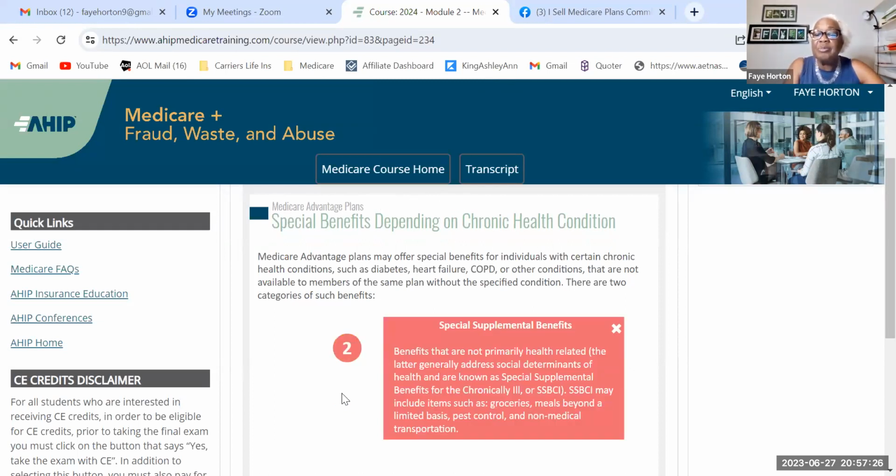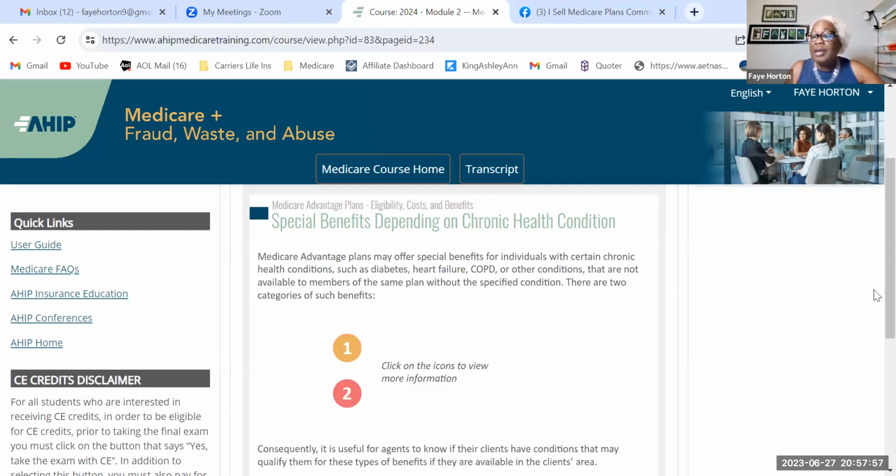The second is special supplemental benefits, benefits that are not primarily health related. The latter generally address social determinants of health and are known as special supplemental benefits for the chronically ill, or SSBCI. And these may include things such as groceries, meals beyond a limited basis, pest control, and non-medical transportation.